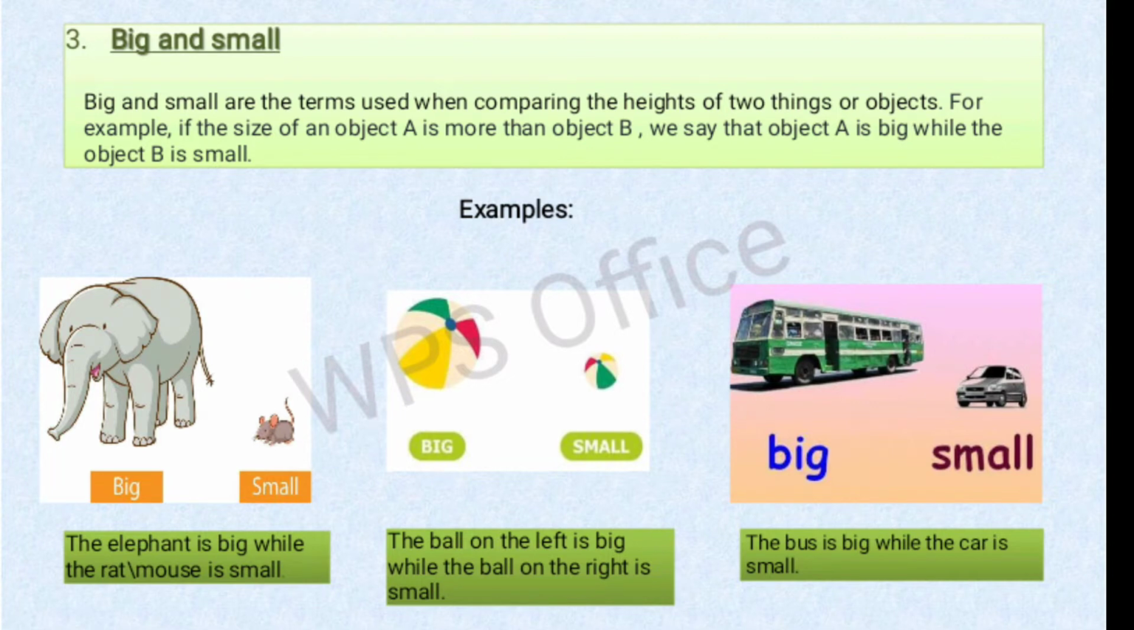Let's look at a few examples. In the first picture, the elephant is big while the mouse is small. In the second example, we can clearly see that the ball on the left is big while the ball on the right is small. Now in the third example, the bus is big while the car is small.